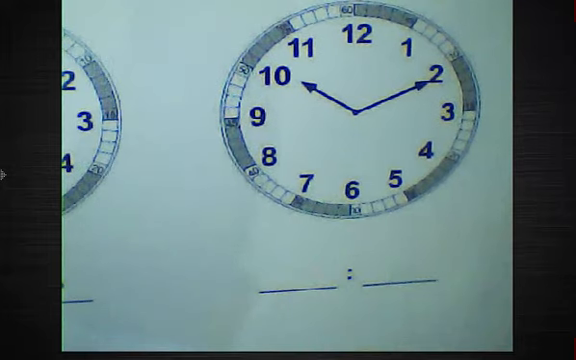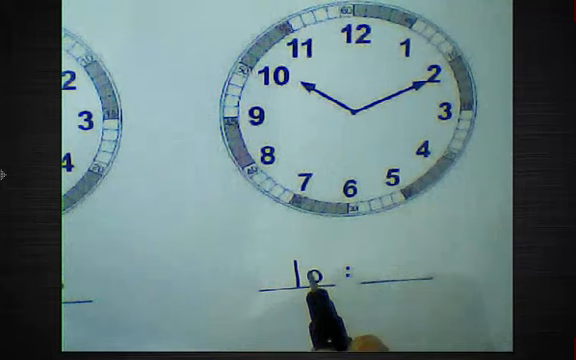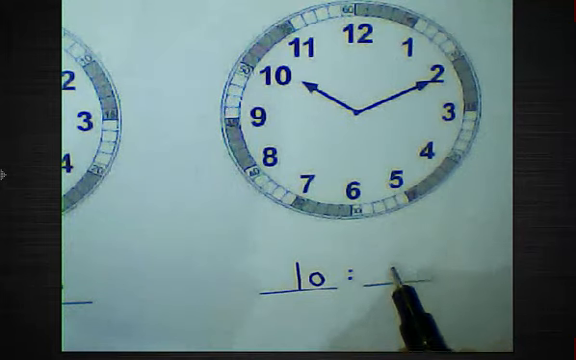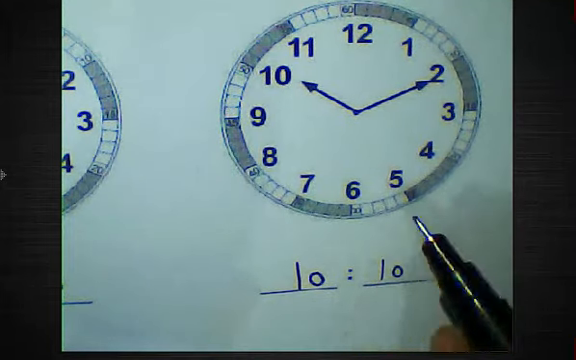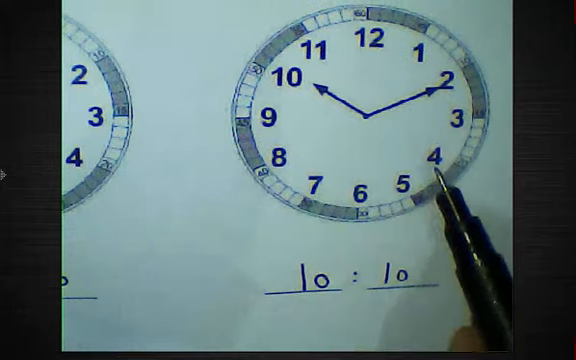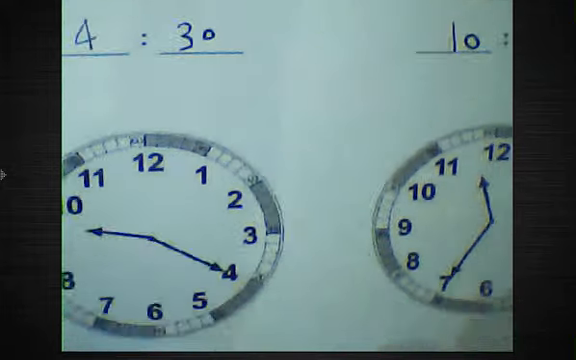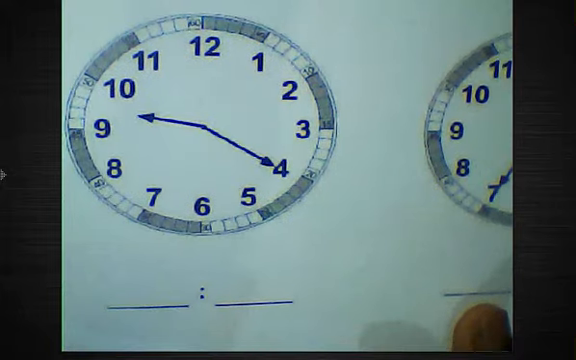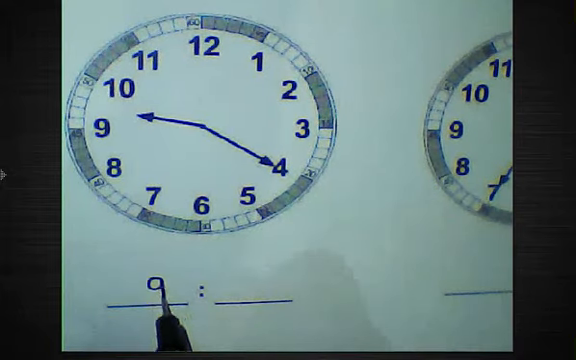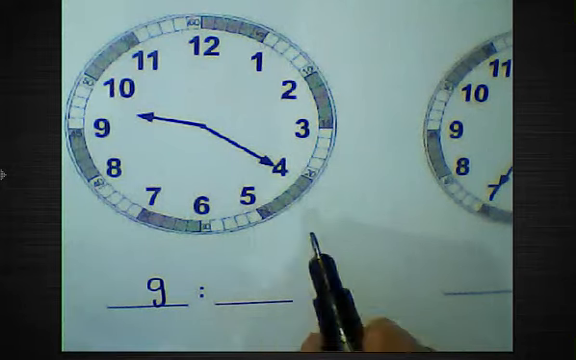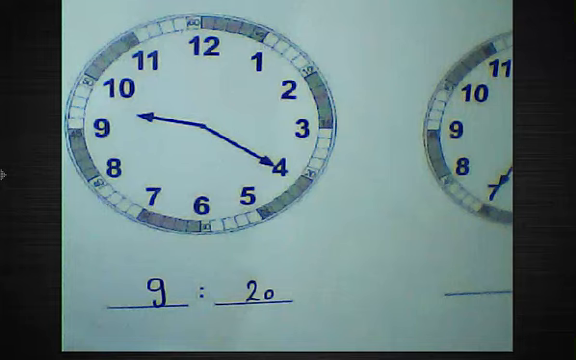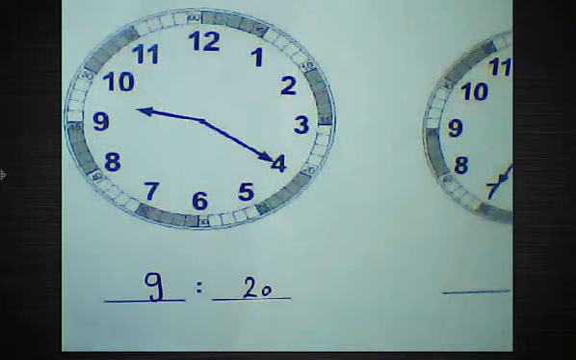And here, look: 10 hours and 10 minutes. 10 hours and 10 minutes. Look here. It's 9 o'clock and 20 minutes, because 4 times 5 equals 20. We have here 9 hours and 20 minutes.